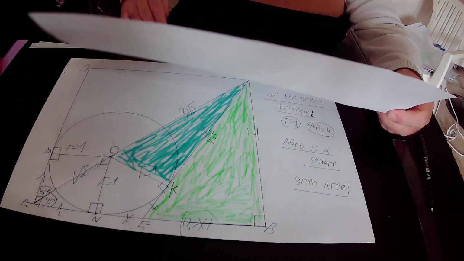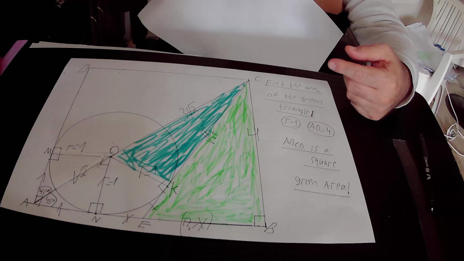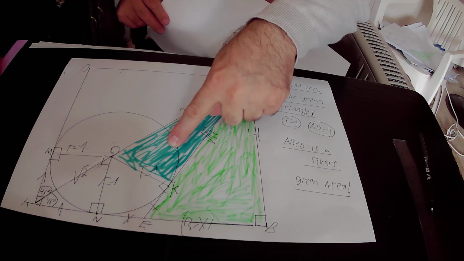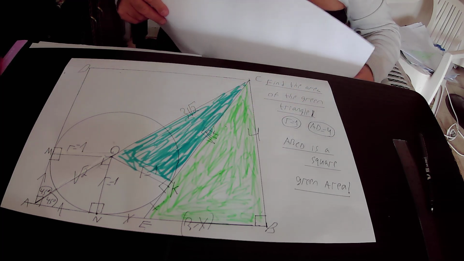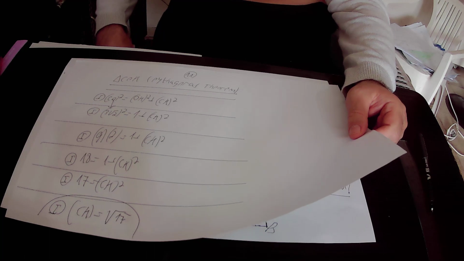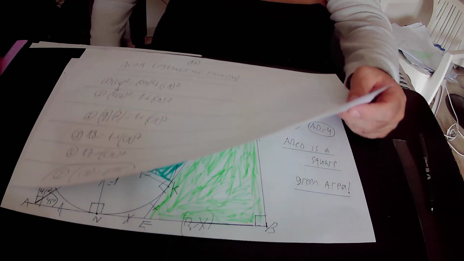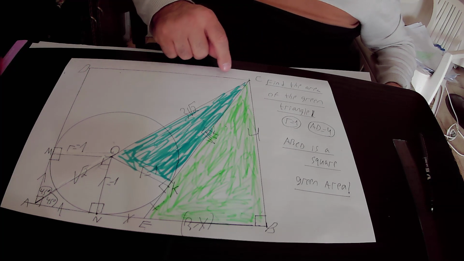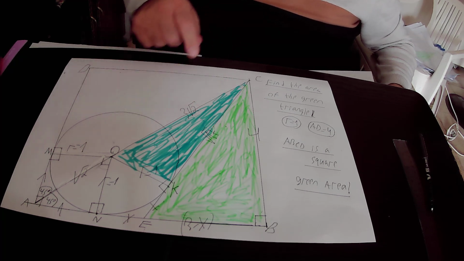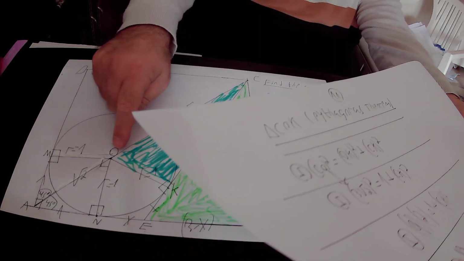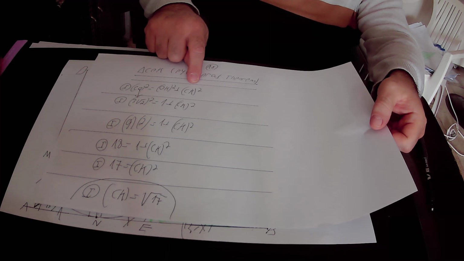Then we implemented the Pythagoras theorem in the right triangle COK. According to the Pythagoras theorem, in the right triangle COK, the square of the hypotenuse equals the sum of the squares of the perpendiculars. The hypotenuse in this right triangle is CO. So CO square equals OK square plus CK square.